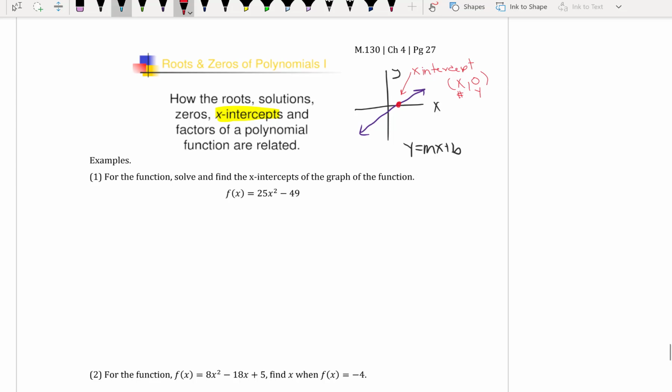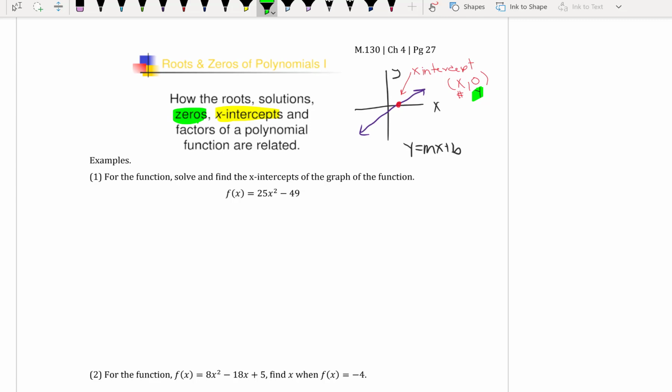Which also tells us that it's going to be the 0, because you're looking at this 0 over here. And the roots and the solutions are just different ways of saying the zeros and the x-intercepts. So for example, it says for the function, solve and find the x-intercepts of the graph of the function.